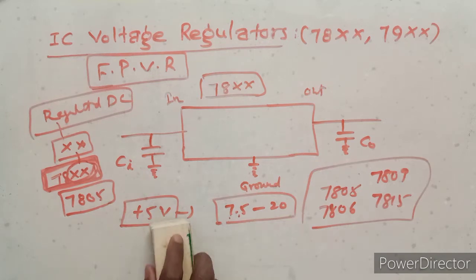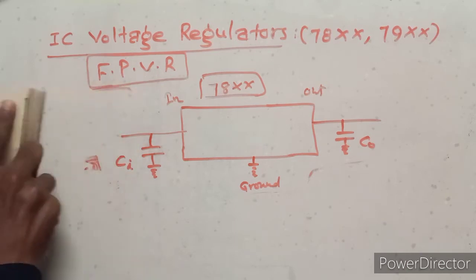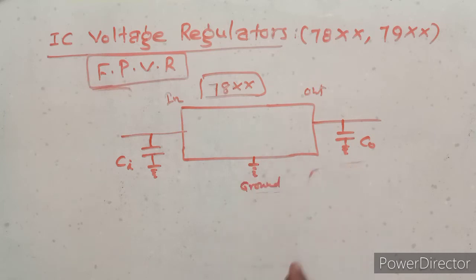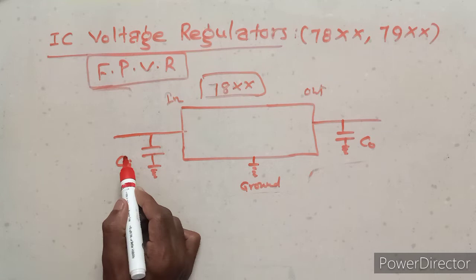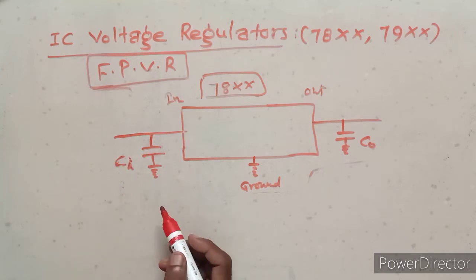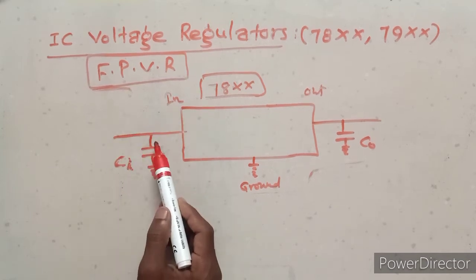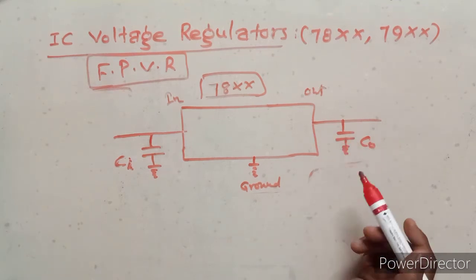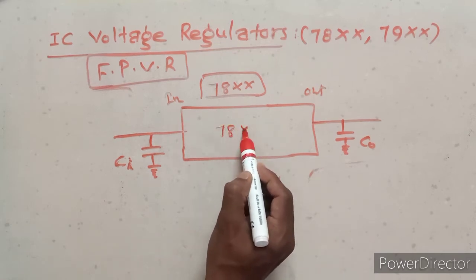So totally this is the fixed positive voltage regulator. The input voltage is connected to the input capacitor. This is the input terminal, this is the output terminal, the output capacitor is connected here, and this is grounded. This is the 78 series fixed positive voltage regulator.